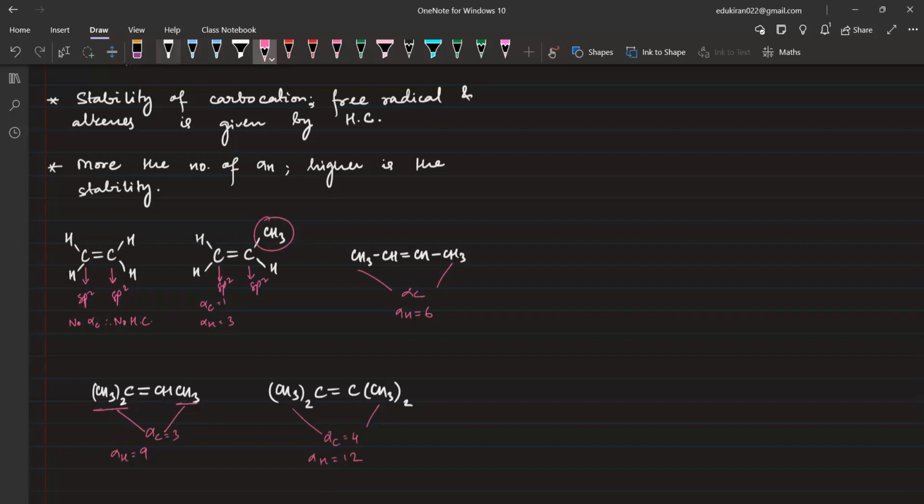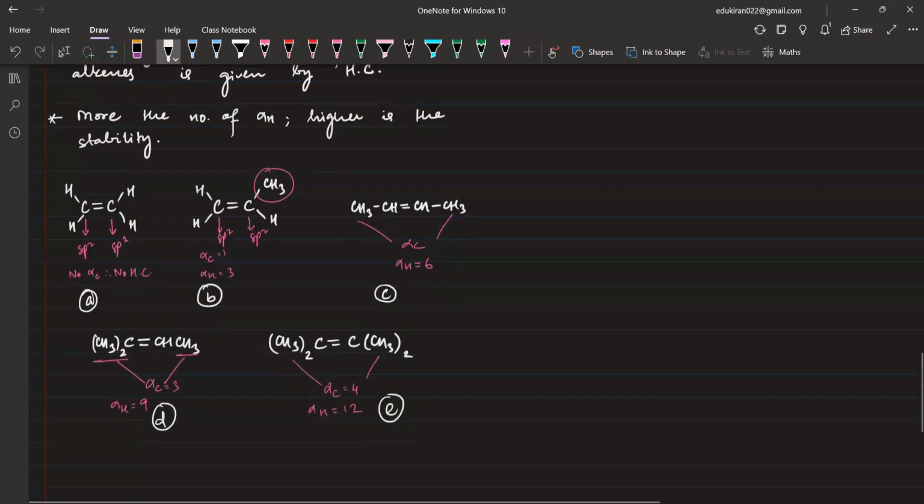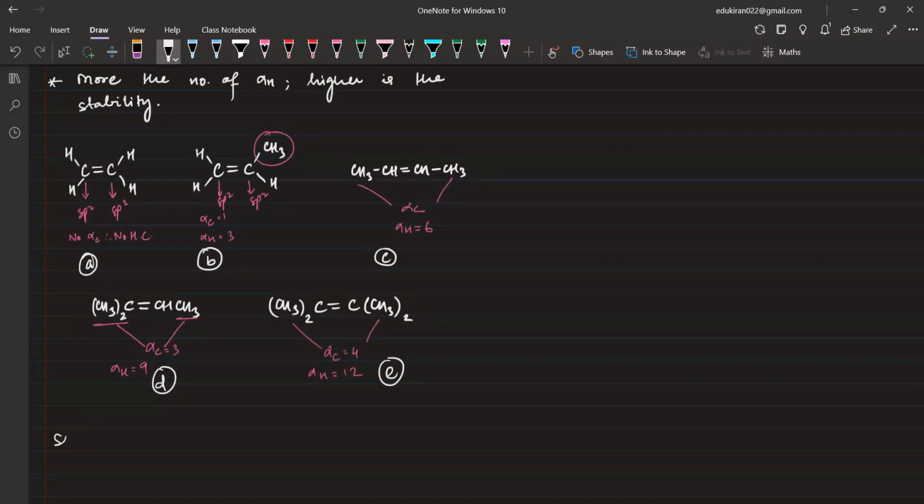Okay. So let us suppose this is A, this is B, this is C, this is D, and this is E. If I talk about stability, then A is the least stable, followed by B, followed by C, followed by D, and then followed by E. This is all due to hyperconjugation.